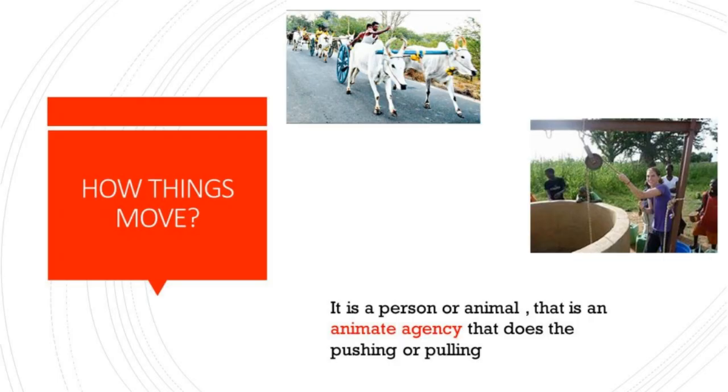How things move. When we kick a ball, it moves. When we push the book on the table, it moves. When a bullock pulls the cart, it moves. So, motion occurs when the object is pulled or pushed by an agency. So, who are the agencies here? Yes, the human being and the animal. In daily life, we pull water from the well with a bucket, or animals pull a bullock cart. It is a person or animal, an animate agency, that does the pulling or pushing.